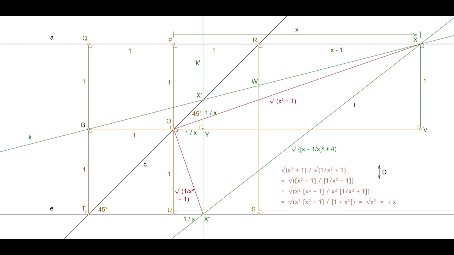Further, consider its proportions. Express the ratio of the legs as a fraction. Apply some algebra, and it turns out that OX is to OX double prime as the distance x is to 1. Math is hard. And that means this triangle is similar to XPO, also known as has the same angles, which then permits deductions about a couple of other angles as well.